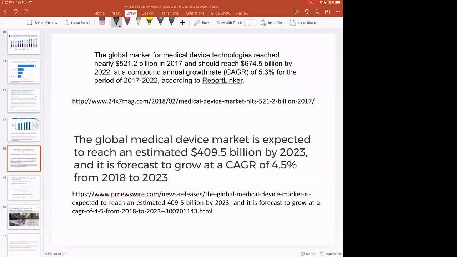All right. So moving on, medical devices. You see the medical device market is going to be on the order of $400 billion sooner or later, and they have a compound annual growth rate of on the order of 4 or 5%. And so medical devices are special because medical devices benefit from customization.